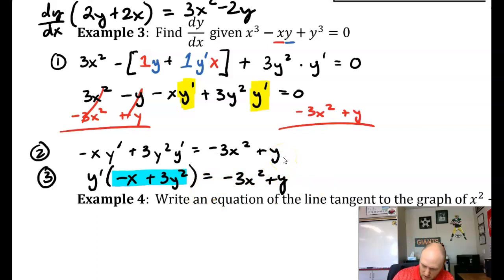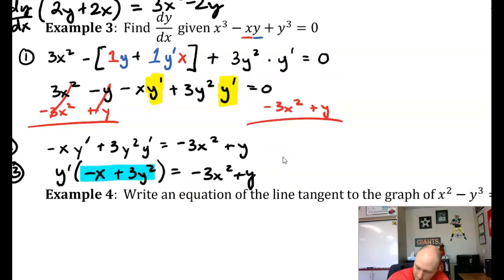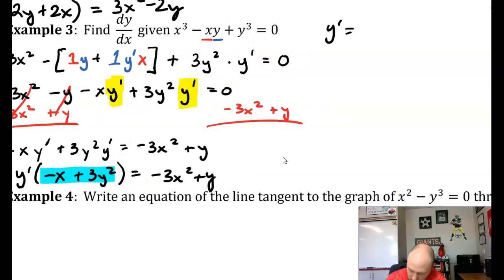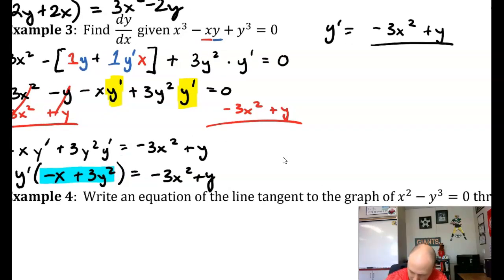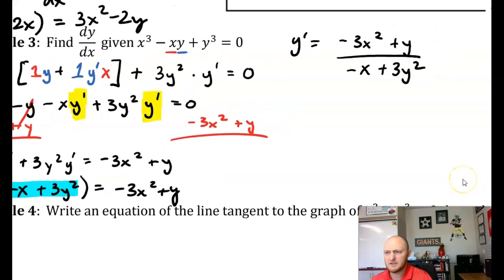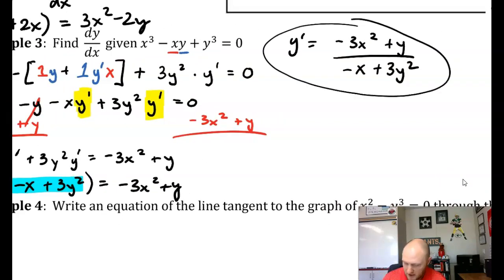Okay, so we get y prime is equal to negative 3x squared plus y divided by negative x plus 3y squared. Okay, and there is the dy dx. There's your dy dx. And on an AP exam, if they say find dy dx, I would write my final answer in dy dx. I would give them exactly what they asked for. Hey, this is dy dx. I would utilize that notation.